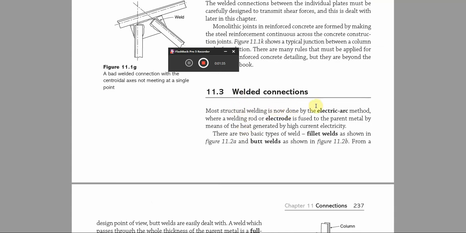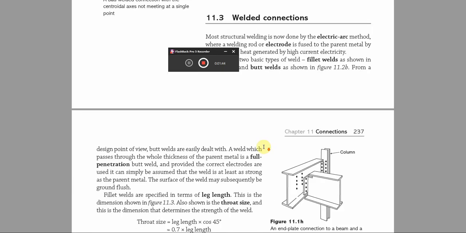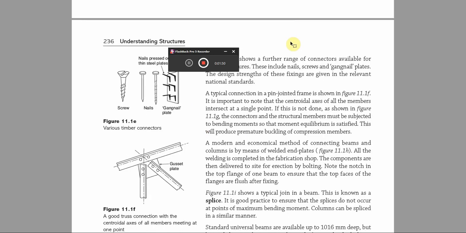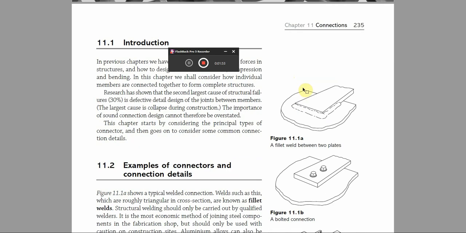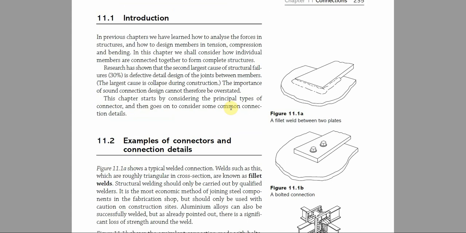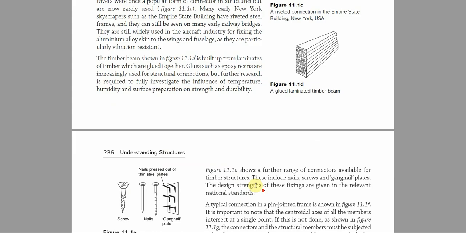Most welded connection is now done using electric arc welding, where a welding rod or electrode is fused to the parent metal. As I said the other time, this is an example of a welded joint. Now let us continue with what we are saying. In this welded joint, there are two basic types of weld. We have the fillet weld, and we also have the butt weld, as shown in figure 11.2, A and B, exactly as I explained to you.